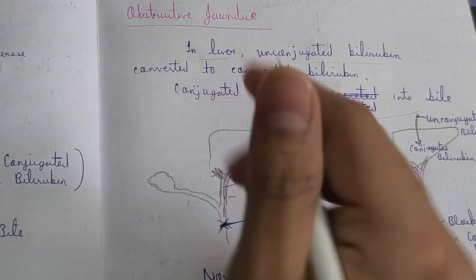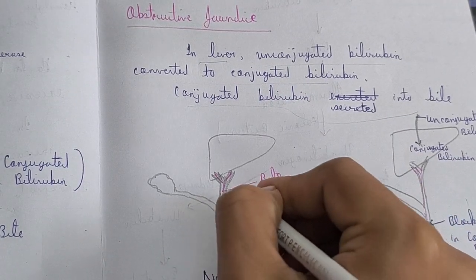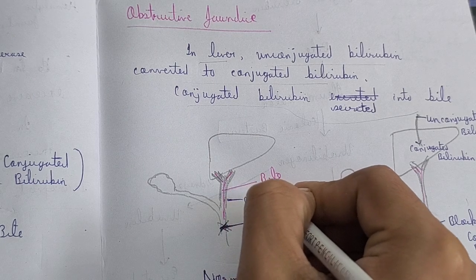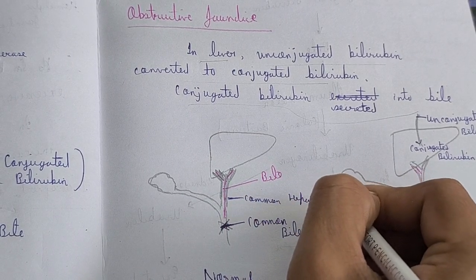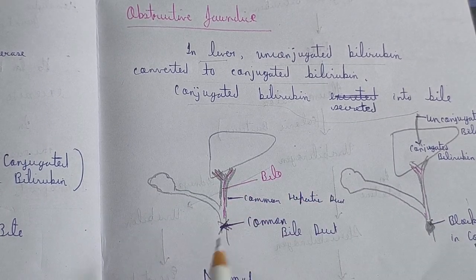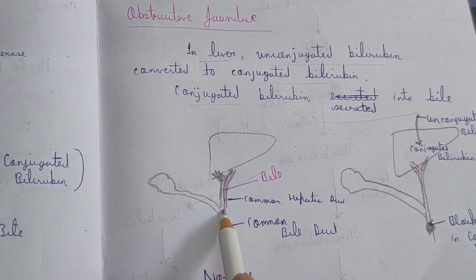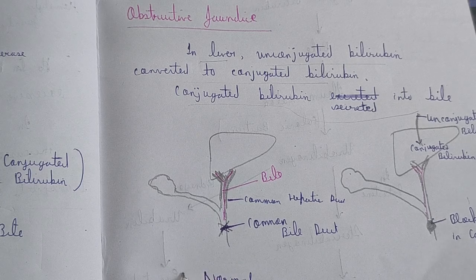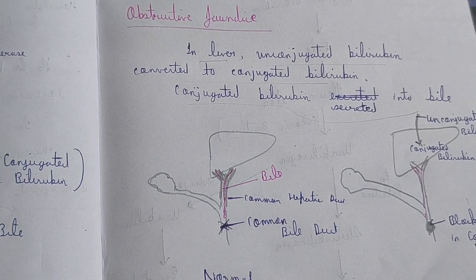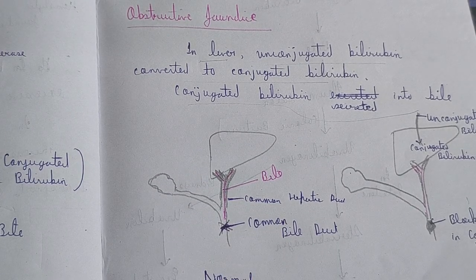If you don't know, I'm going to write this: common hepatic duct. You will study about this in anatomy also. Common hepatic duct, and this is the gallbladder. Through the common hepatic duct, bile goes into the bile duct, and through the bile duct it goes into the intestine. So this is normal.